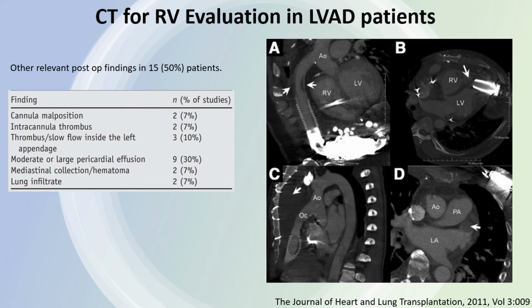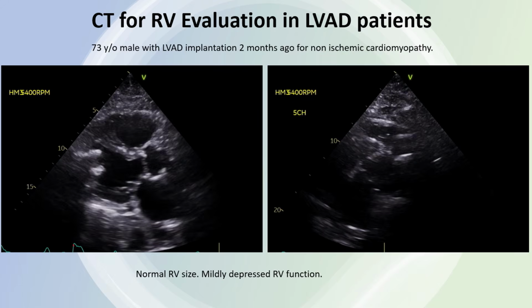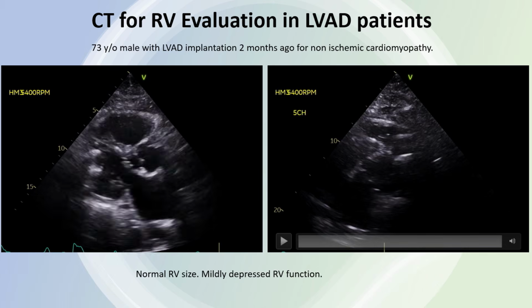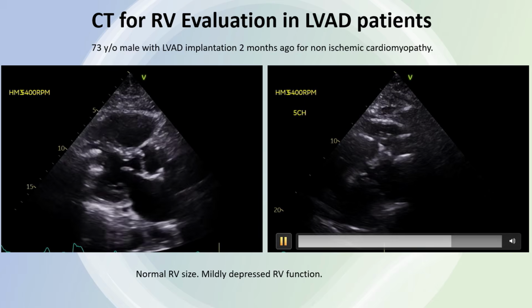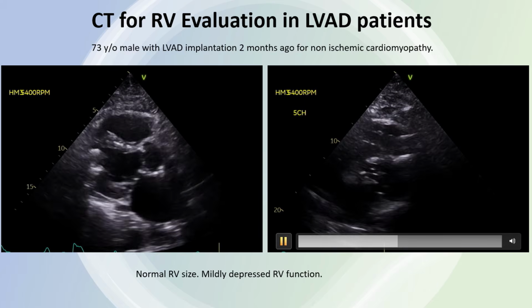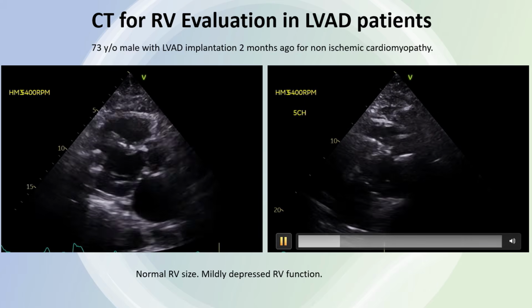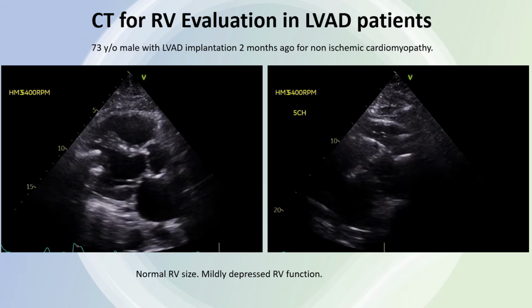Here is an example of low attenuation thrombus in the outflow cannula. This is malpositioning of the inflow cannula. It's butting against the septal wall. There's an anterior mediastinal hematoma, and then here is a left atrial appendage clot. So, of course, CT will give you more than just the function. This is a case from here at Methodist of a 73-year-old patient who had an LVAD implanted a couple of months ago for non-ischemic cardiomyopathy.